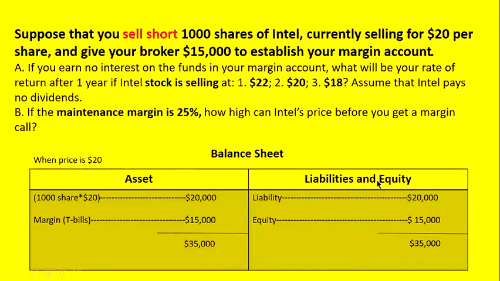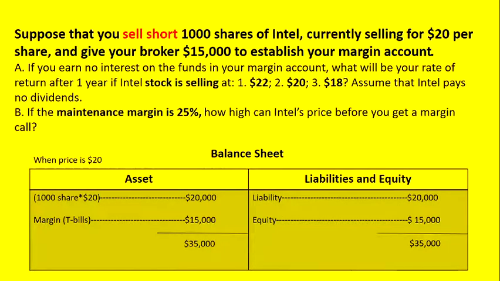On the liability side, $20,000. This $20,000 means 1000 shares at $20, because this amount paid by the broker is not your own money. And equity, $15,000. On the asset side you have $35,000. To make this $35,000, you have to put $15,000 on the equity side. Here, equity means your profit amount.